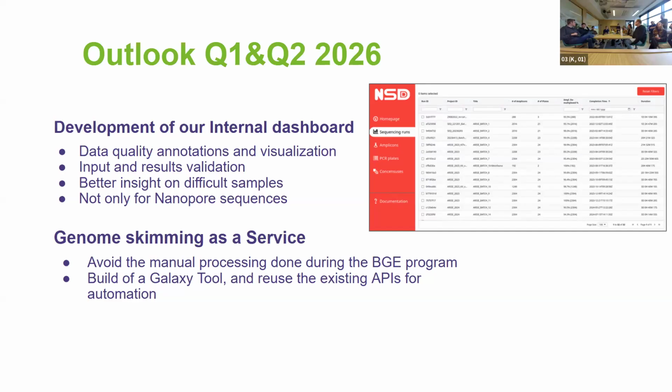And we are going to develop a Galaxy tool. The same way that we do the taxonomic identification with Galaxy, we want to do the same for the genome skimming. So first develop a tool, and then use Galaxy plus our database and the APIs for that.